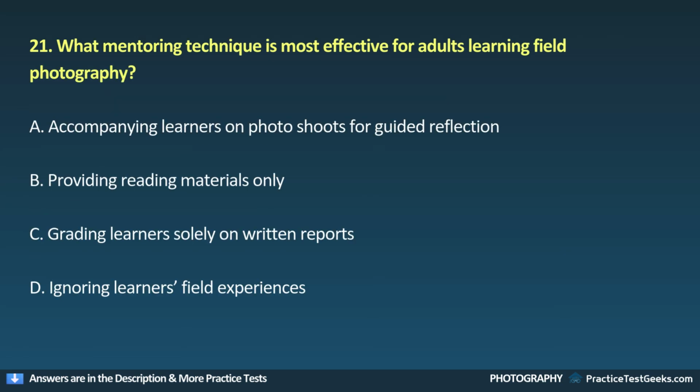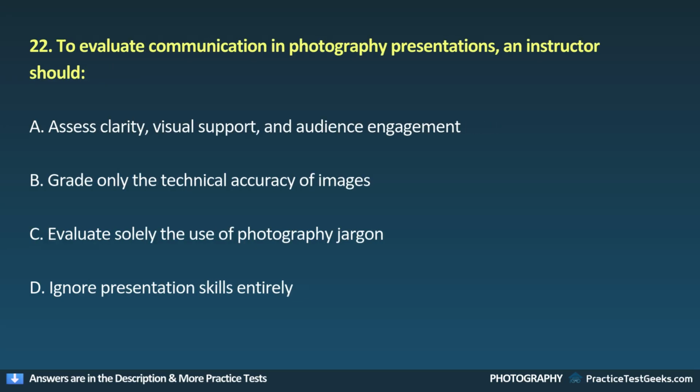21. What mentoring technique is most effective for adults learning field photography? A. Accompanying learners on photo shoots for guided reflection. B. Providing reading materials only. C. Grading learners solely on written reports. D. Ignoring learners' field experiences.